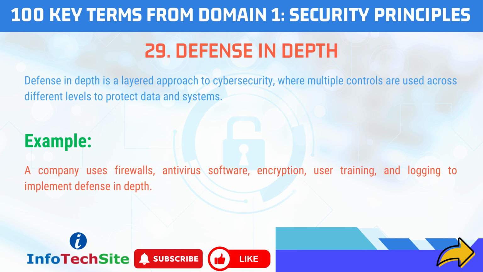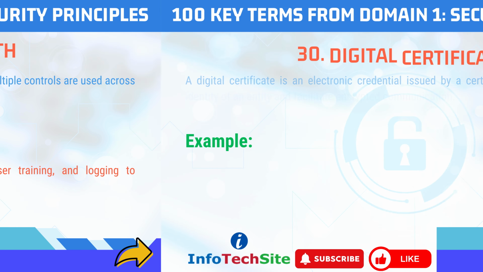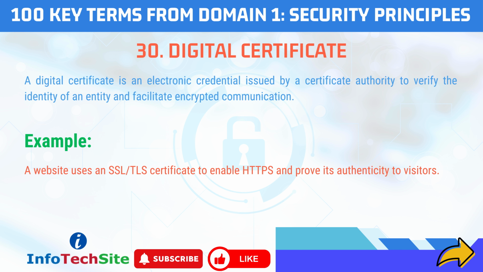29. Defense in depth. Defense in depth is a layered approach to cybersecurity, where multiple controls are used across different levels to protect data and systems. For example, a company uses firewalls, antivirus software, encryption, user training, and logging to implement defense in depth. 30. Digital certificate. A digital certificate is an electronic credential issued by a certificate authority to verify the identity of an entity and facilitate encrypted communication. Here is an example. A website uses an SSL/TLS certificate to enable HTTPS and prove its authenticity to visitors.